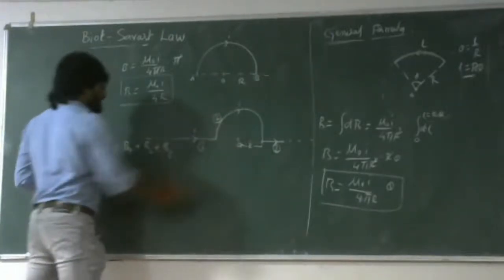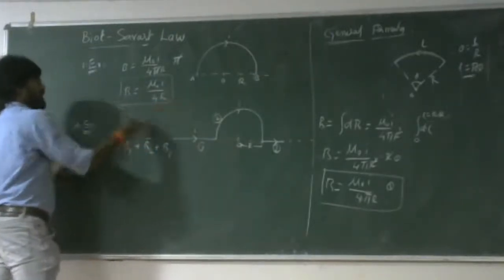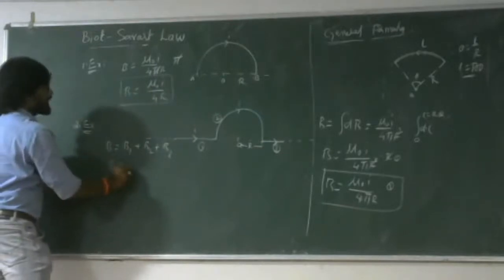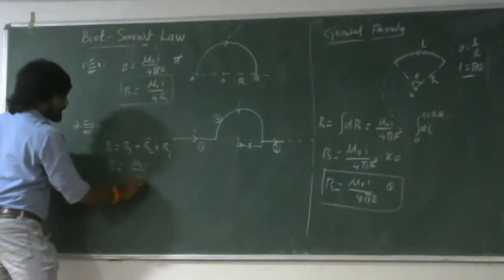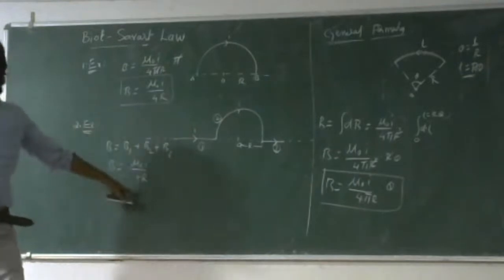Due to the first and third, it is 0. Due to the second one, this one, directly you can say it is mu naught I by 4R. Got it? Yes, everyone? That's it.